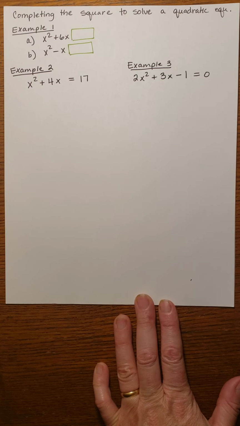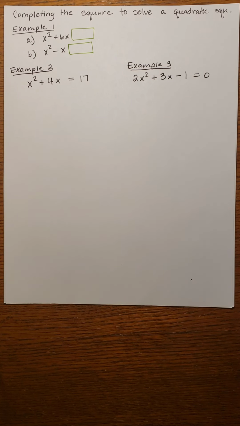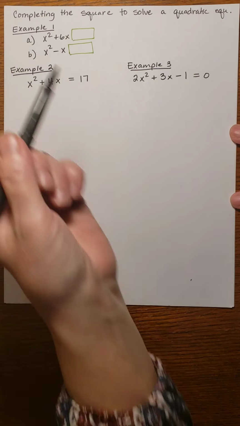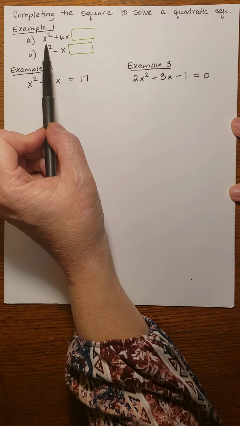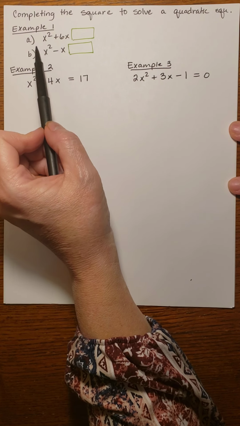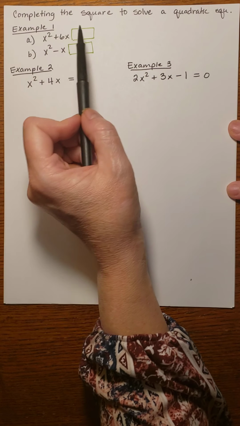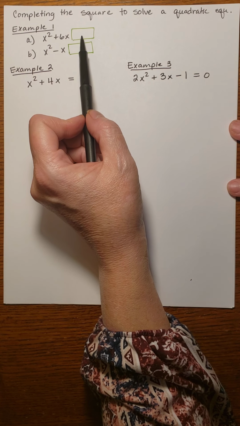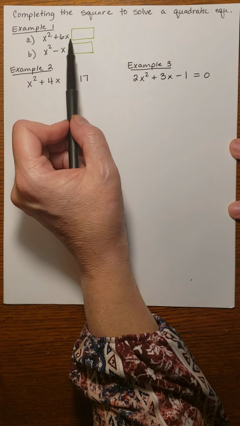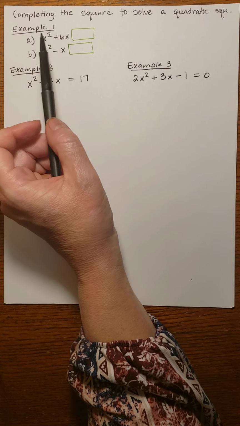In this video, I'm going to show you how to complete the square to solve a quadratic equation. So what does it mean to complete the square? Well, in this example, we have two quadratic expressions, and I want to add a constant here to convert these expressions into perfect square trinomials.